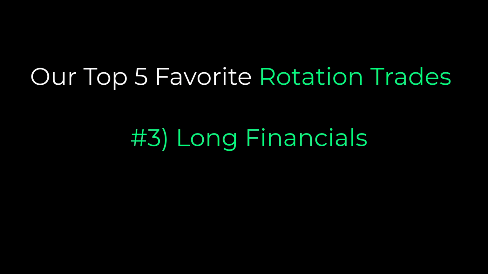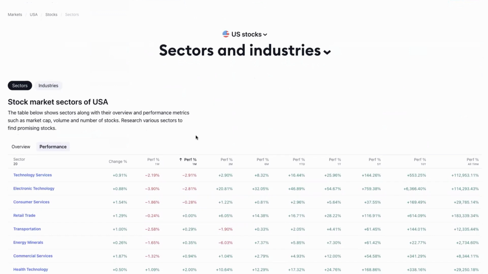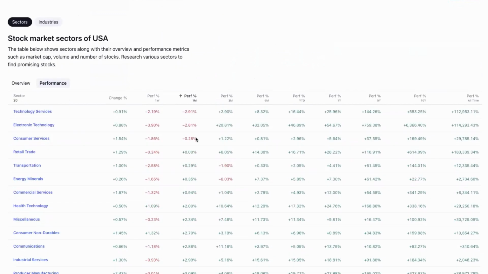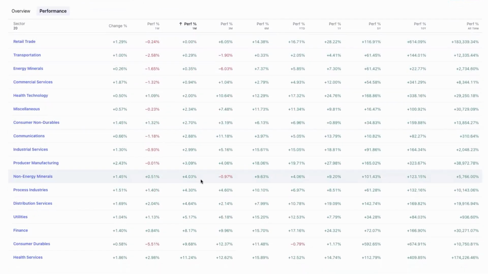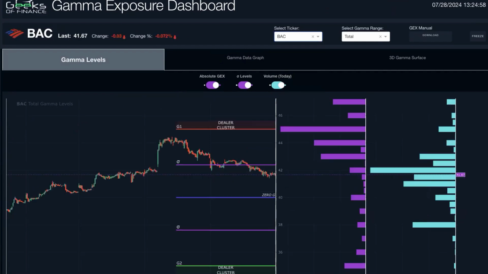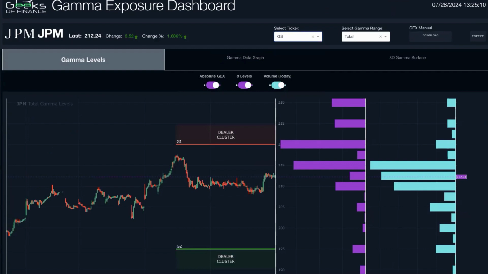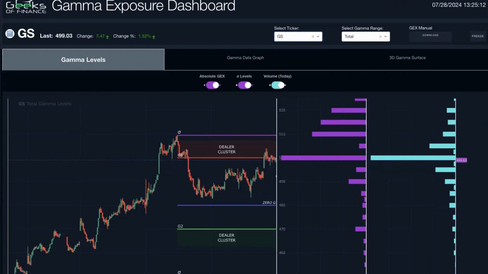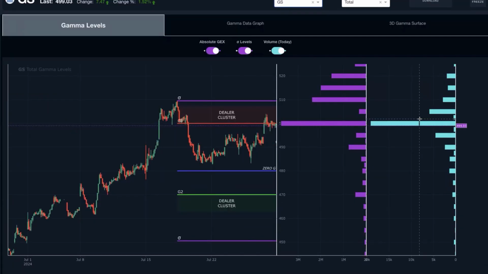Number 3, long financials. If you recall earlier in the video, we were looking at the different performance across sectors over the last month, and financials being one of the leaders in the market over the last month, up over 8%. Q2 earnings reports across financials were doing relatively well. You can see here Bank of America, JP Morgan, Goldman Sachs, all getting a boost around the middle of July. Goldman's had a really nice run since the beginning of July.